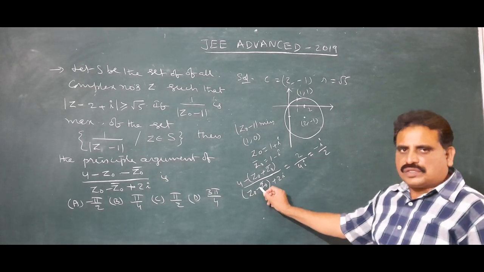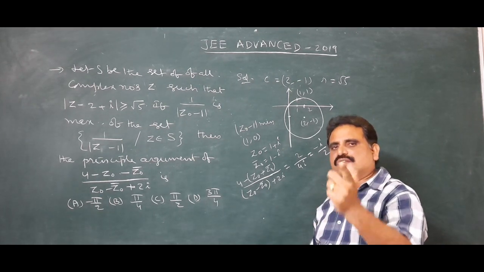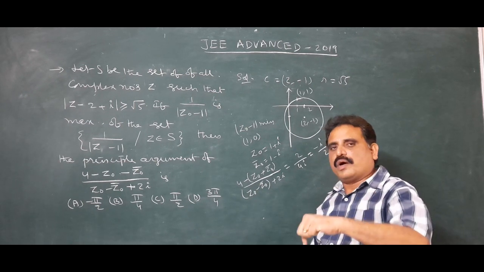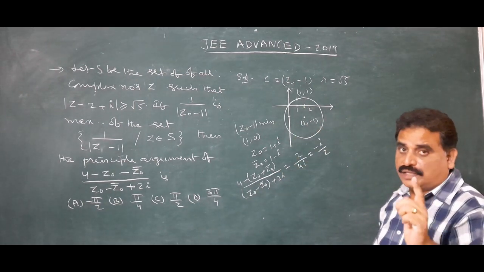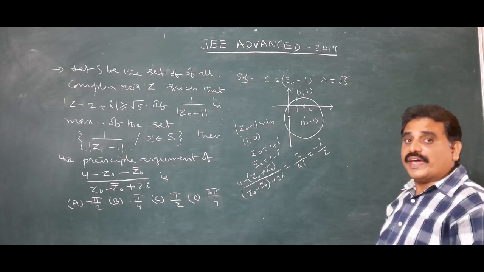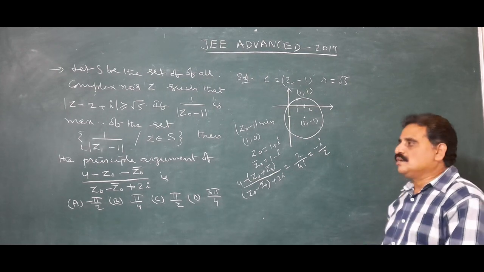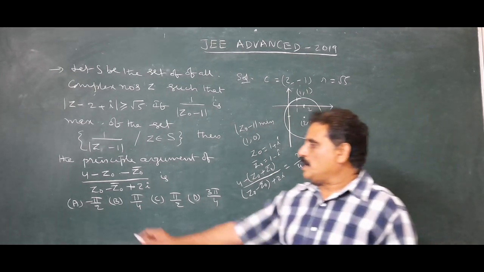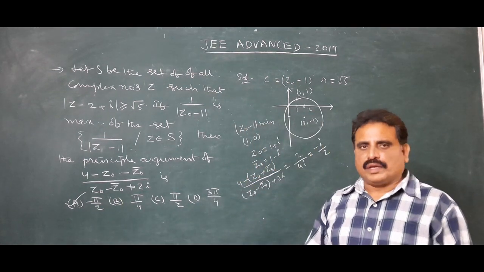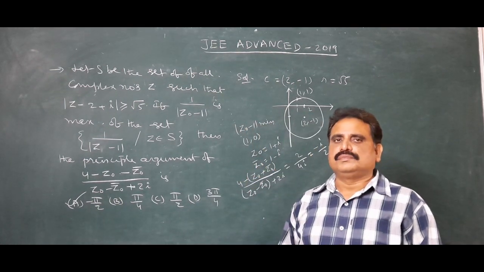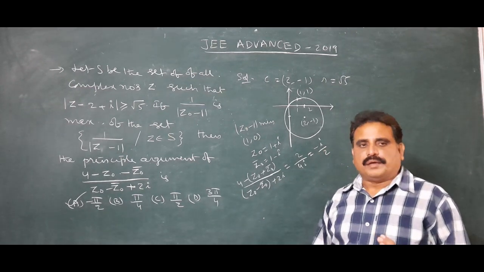So the argument of this: it is purely imaginary and the imaginary part is less than 0. So that point lies on the y-axis, the negative y-axis. So the argument is minus pi by 2. Minus pi by 2 is the right answer. It's a very simple question. We can easily identify that. So the answer is option A.